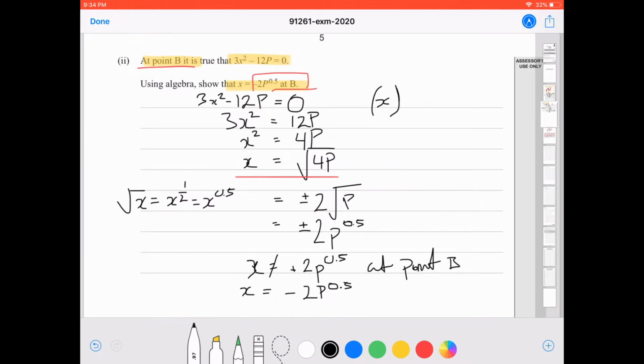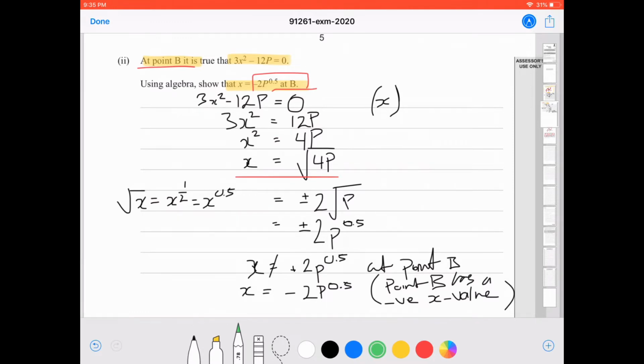They're on about including explanation. The marking schedule mentions, they've said point B has a negative x value. Okay, so that is a necessary statement. We can put that in brackets.